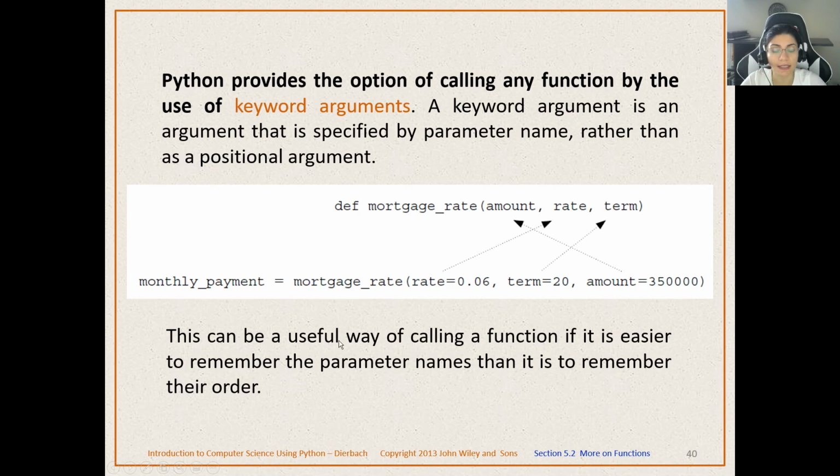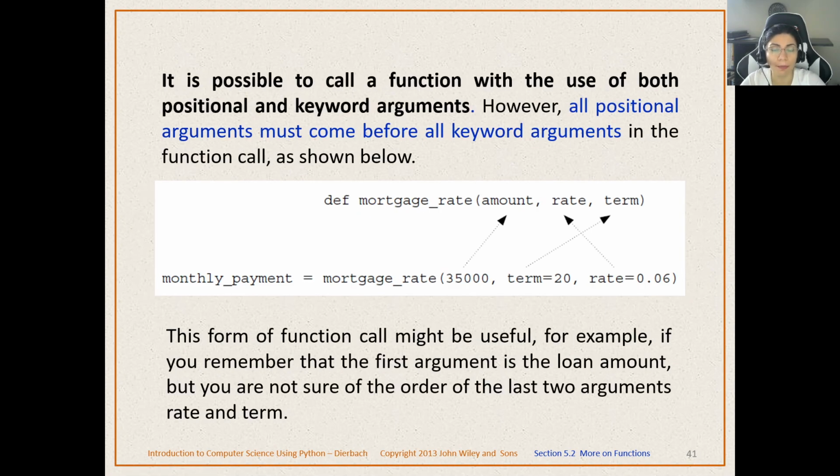So this can be very helpful if it is easier to remember the parameter names than to remember their order. Okay, again, if you have a very huge program and you do not remember the order of your parameters, but you know exactly what you call, like you name them, you can use keyword arguments instead of positional arguments. You can also combine the two. You can combine positional and keyword arguments to send different values to your functions.